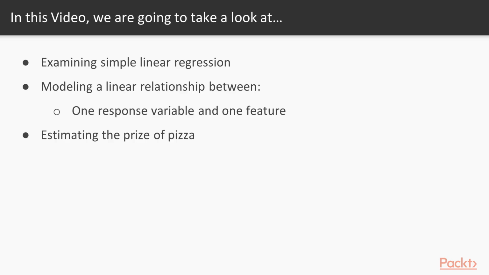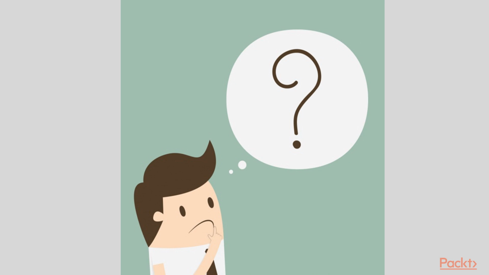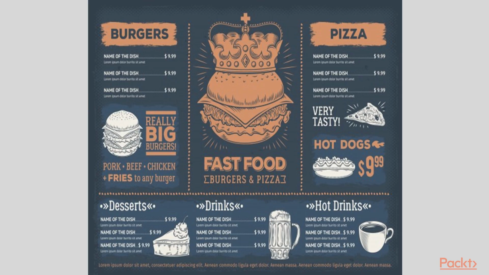In this video we'll examine simple linear regression, which can be used to model a linear relationship between one response variable and one feature representing an explanatory variable. We'll estimate the price of pizza as an example. Suppose you wish to know the price of a pizza. You might simply look at a menu.